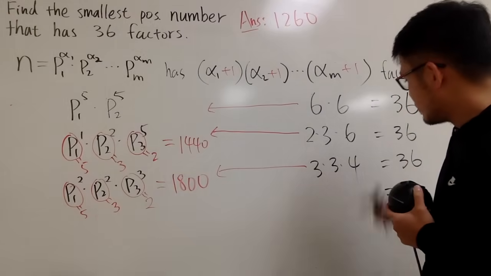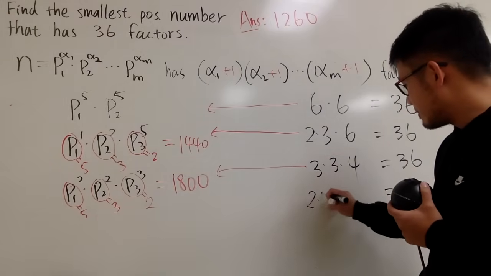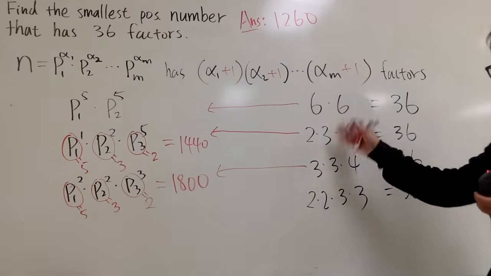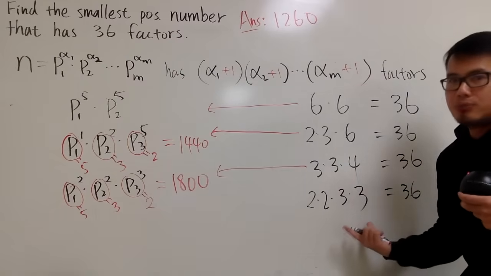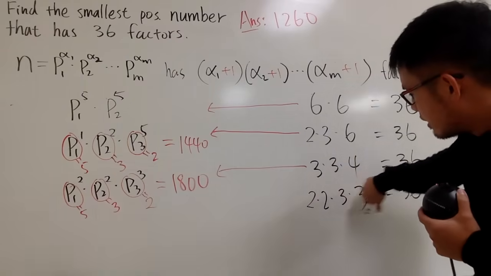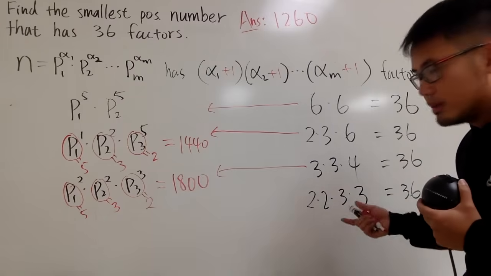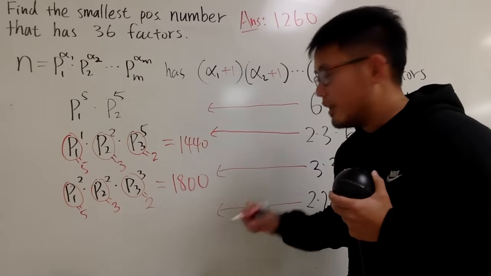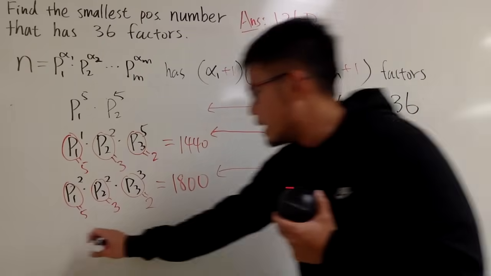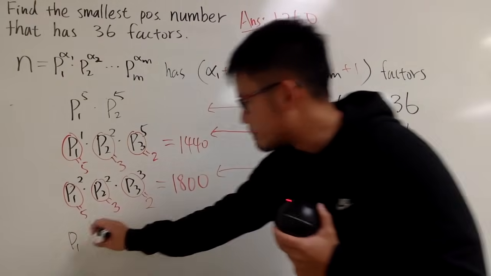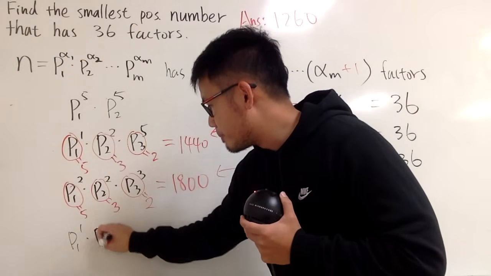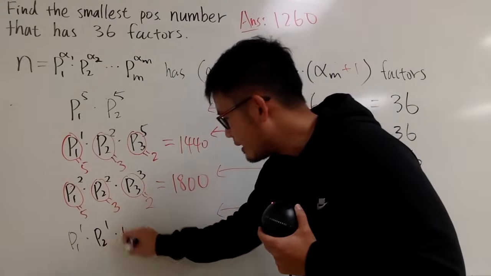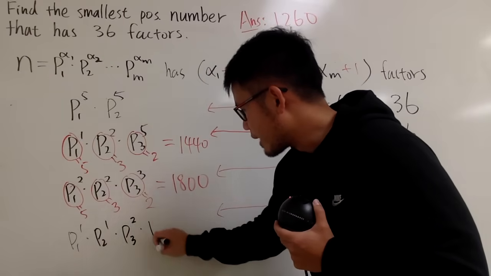Well, 2 times 2 is 4, so maybe I can look at this as 2 times 2 times 3 times 3. Once again, these don't have to be primes, but I just end up with primes right here. And I have 4 numbers here, so that means I should have 4 primes over there. This is telling us that the number n is in the following form: p1 to the first power times p2 to the first power, and then p3 to the second, p4 to the second. Let me just put this down for you guys.